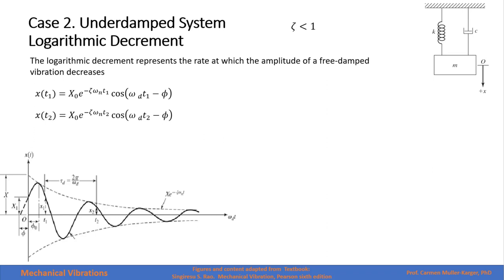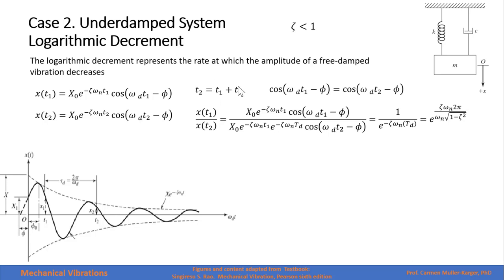We continue with the underdamped system where zeta is less than 1, and we will define the logarithmic decrement, which represents the rate at which the amplitude of a free damped system decreases. So we see this curve over here. Let's take the response of the system at two different times, at time 1 and at time 2. The equation becomes then this one for time 1 and this one for time 2. The difference between time 1 and time 2 is the period of the function right here. So t2 will be equal to t1 plus the period of the function.